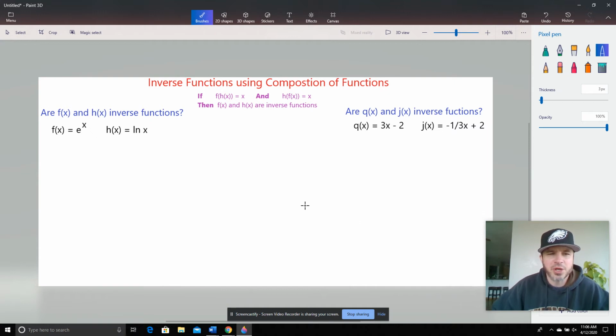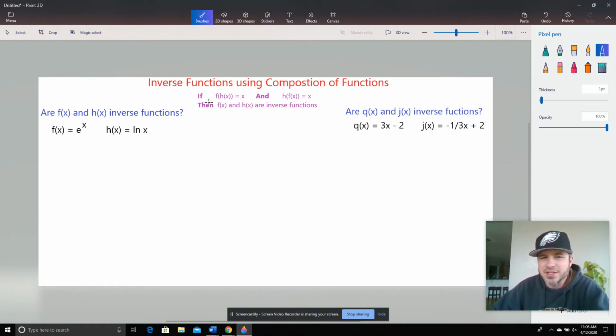Hello, college algebra. So what we have here is inverse functions using composition of functions. It's our last function operation. We've added, subtracted, multiplied, divided functions. Now we're going to compose them. So that's what this notation is here in the purple. This is function composition, where we're composing f and h.